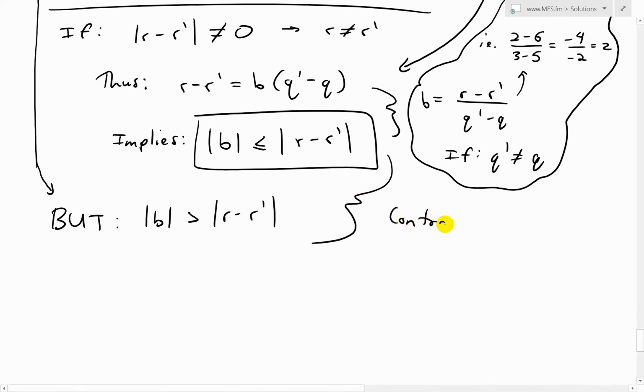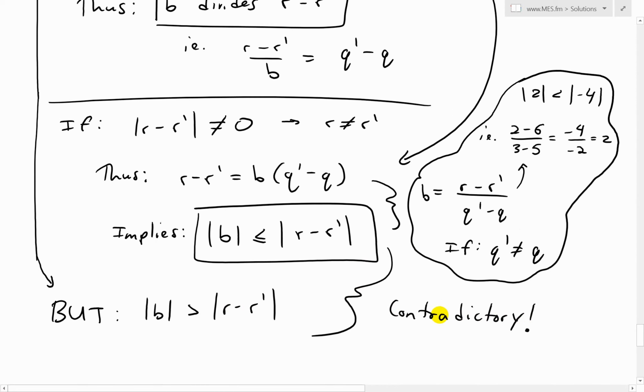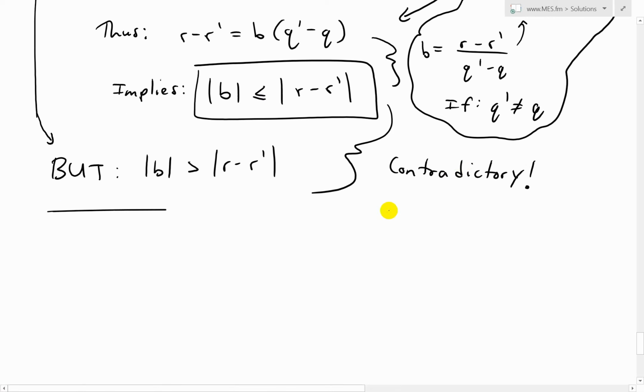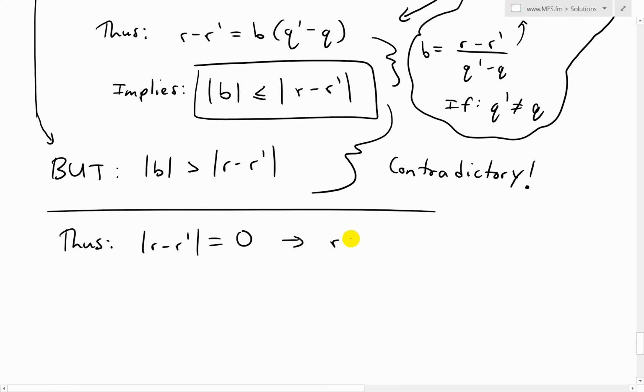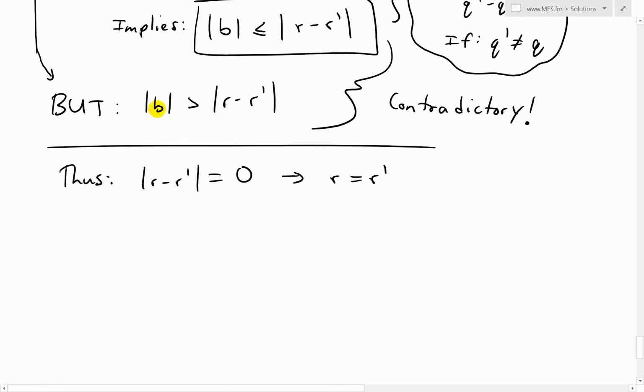So we can't have both of them there. In other words, we can't have this not equaling 0. So it must equal 0, thus r minus r prime equals 0, and then r equals r prime. And then this part right here is going to be the absolute value of b greater than just 0.